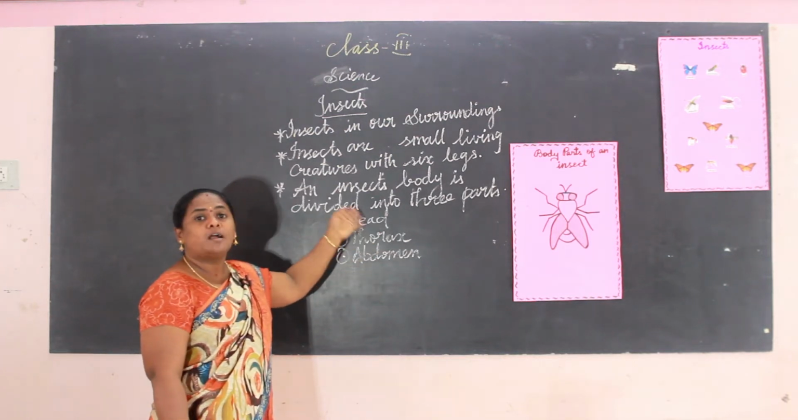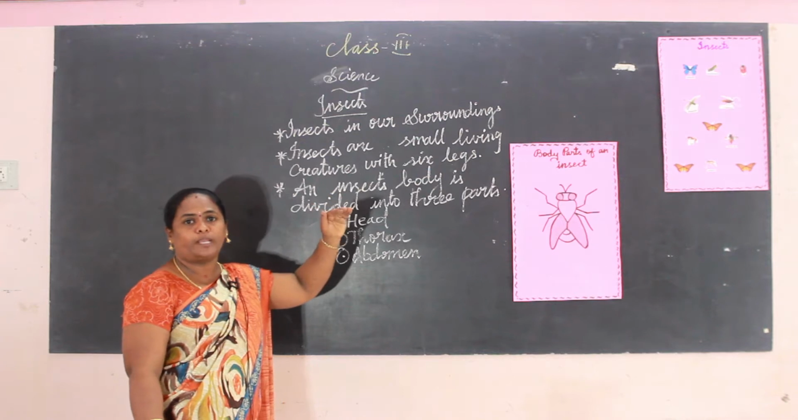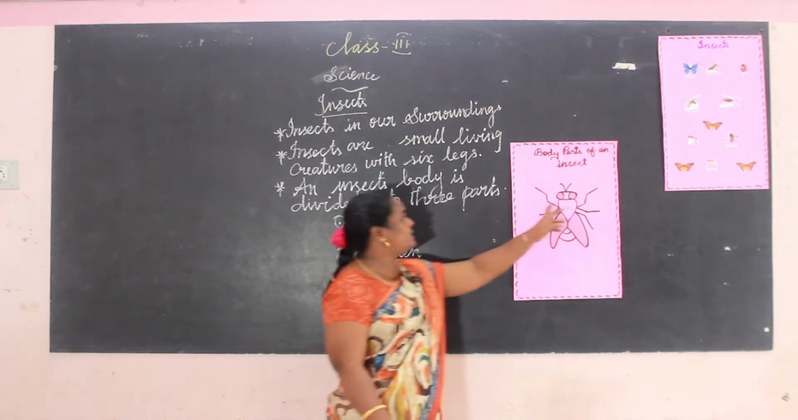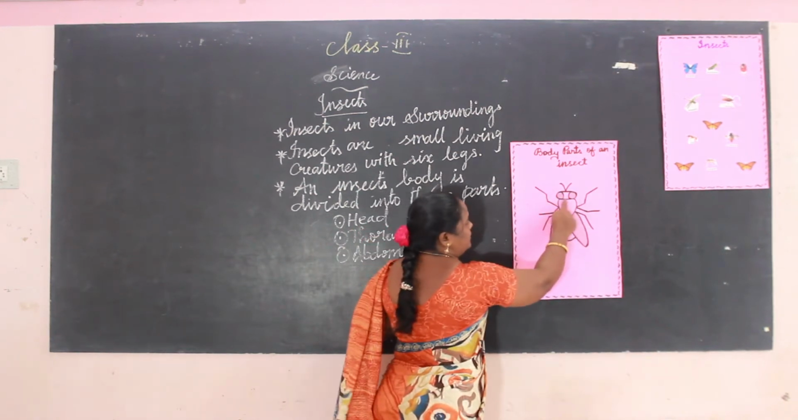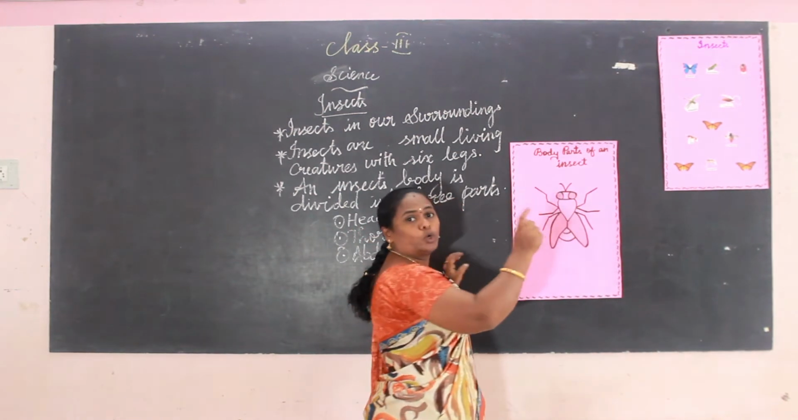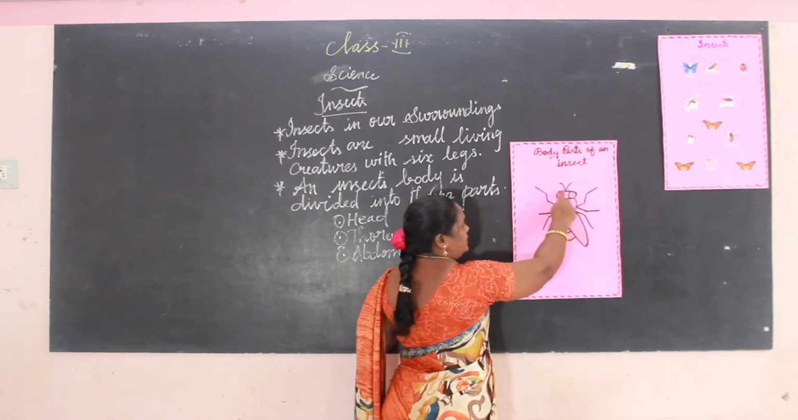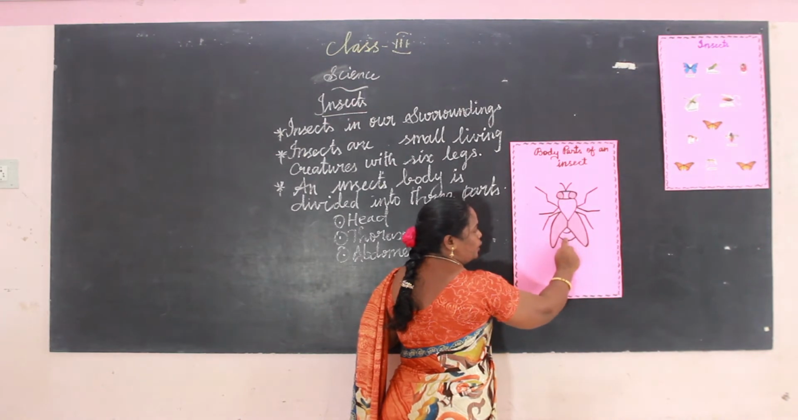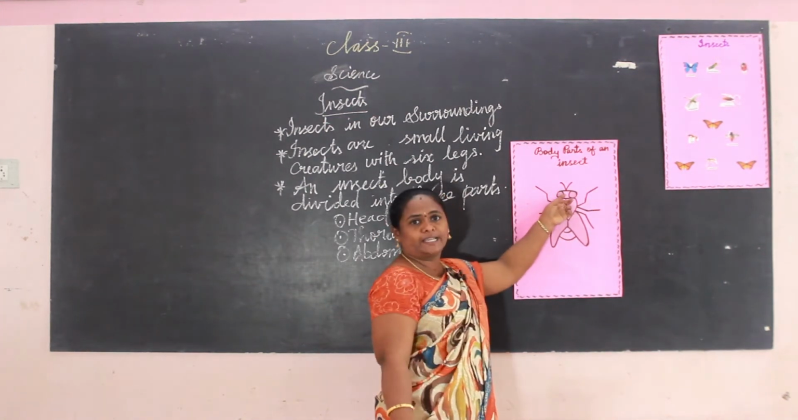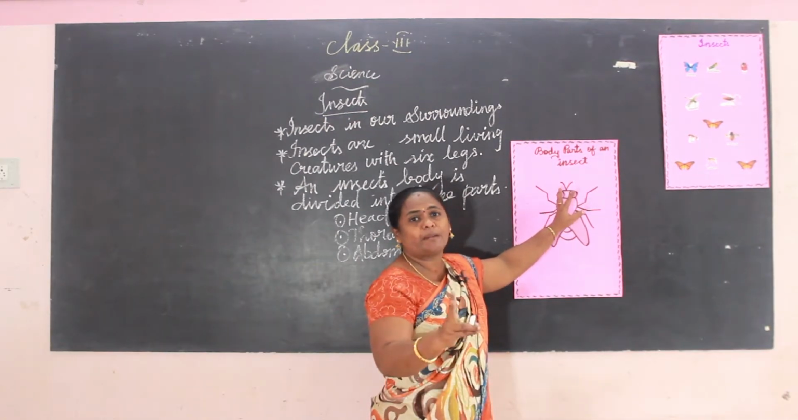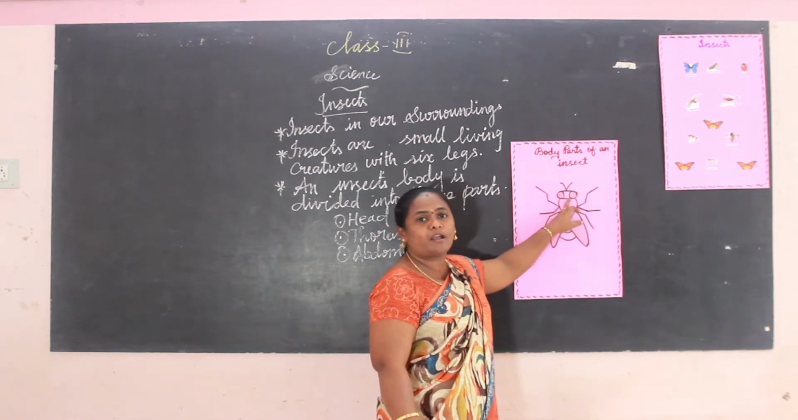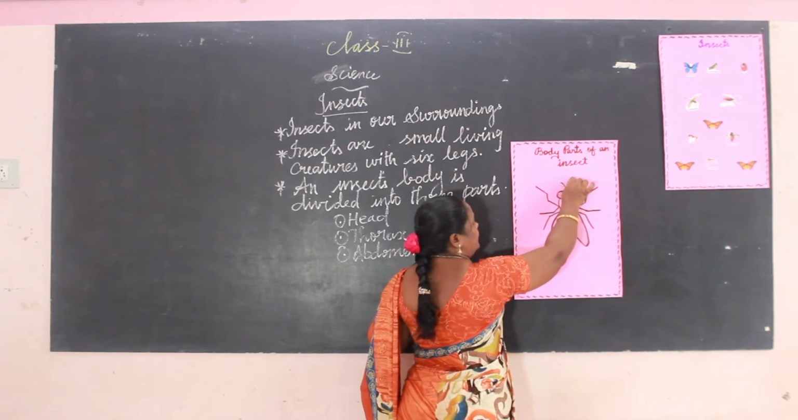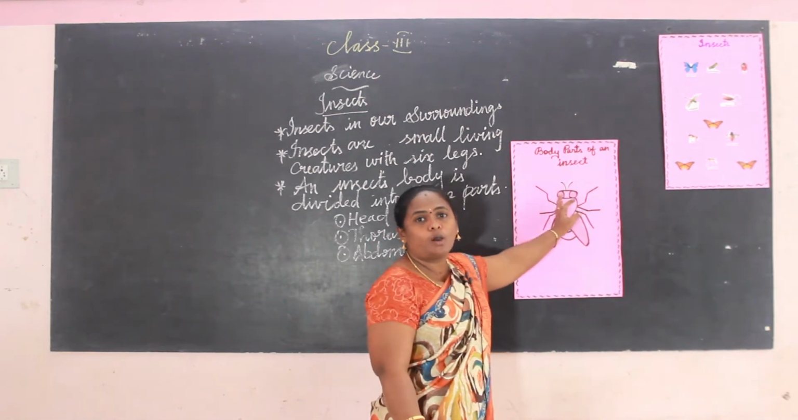The head is the uppermost part of an insect's body. So this is the head. The insect's body is divided into 3 parts. This is the head, this one is the thorax, and this part is the abdomen. Okay, so the head has a pair of eyes. Pair means 2. The head has a pair of eyes, a mouth, and a pair of feelers or antennae.